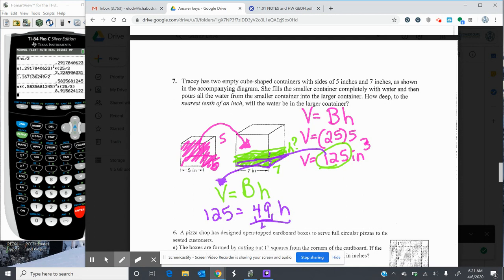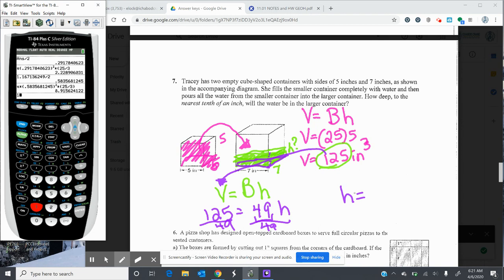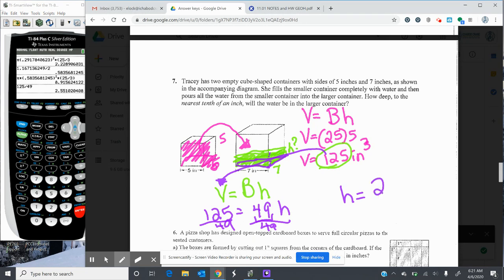So now when we take 125 and divide by 49, we get our new height. Again, 125 divided by 49 is going to give us a new height of 2.55. Now to the nearest tenth is going to be 2.6 inches high.